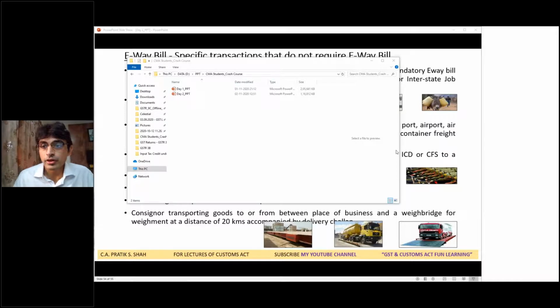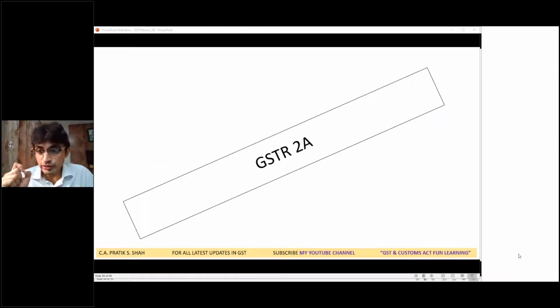Now let us understand a few things about GSTR 2A. Composition scheme, I remember I will teach you that. Today only I will teach you composition scheme, but after this point. That will not take much time. Now first let me explain a few things about GST returns. Some interesting things are there regarding GST returns.